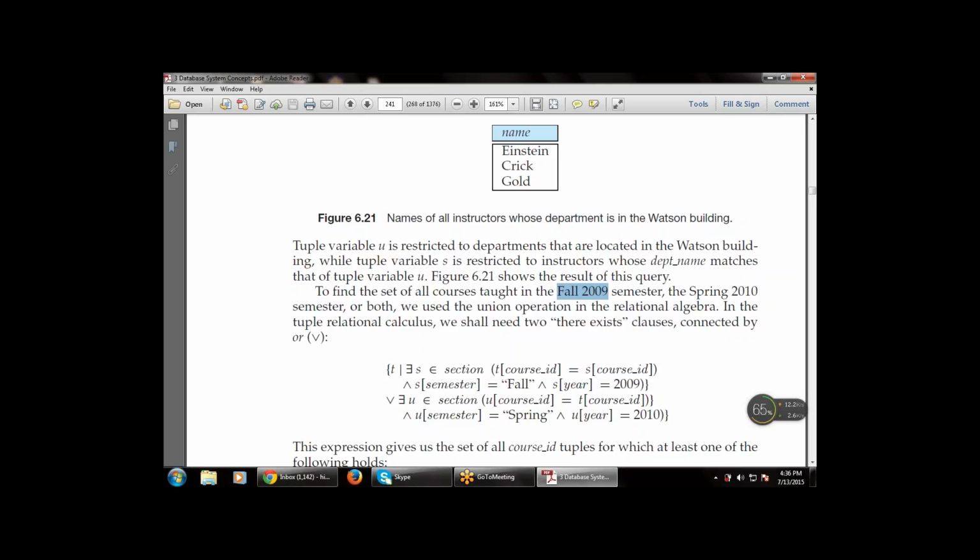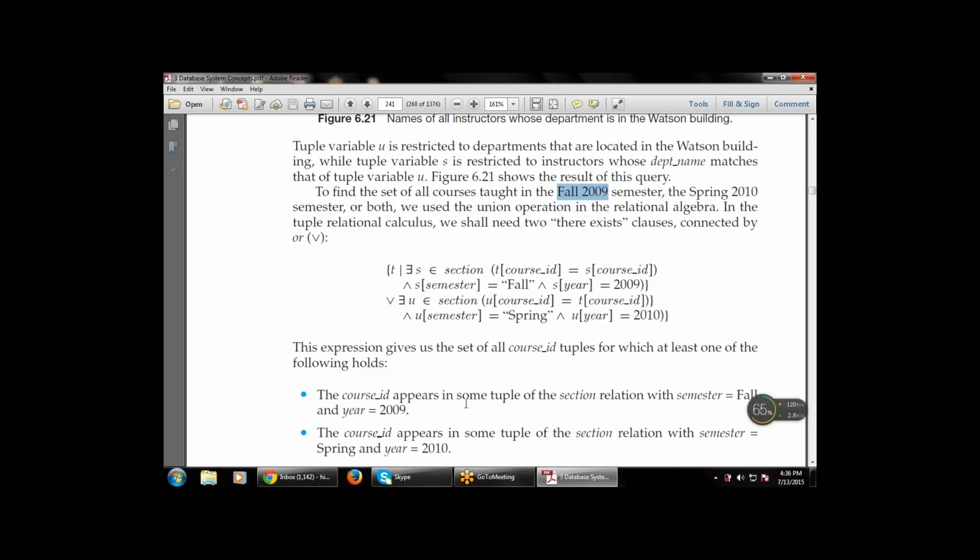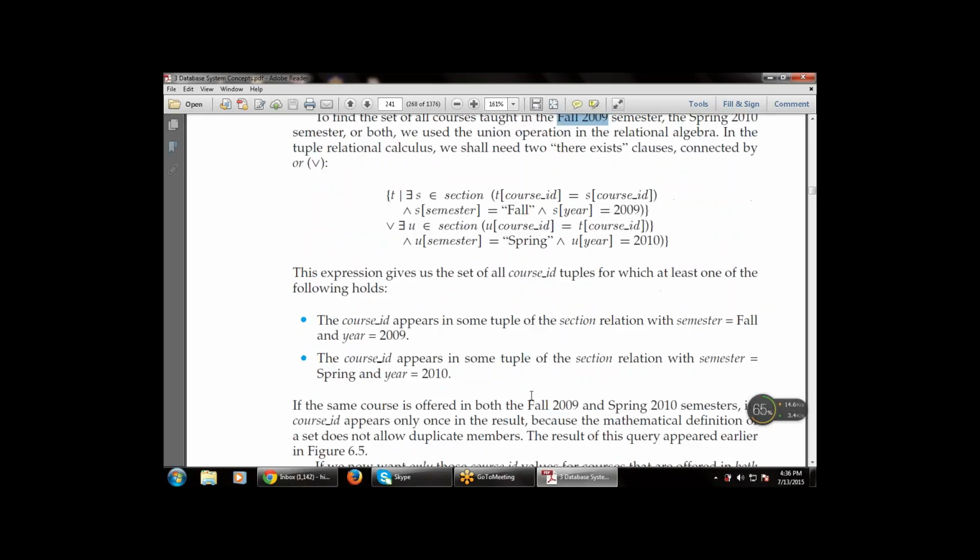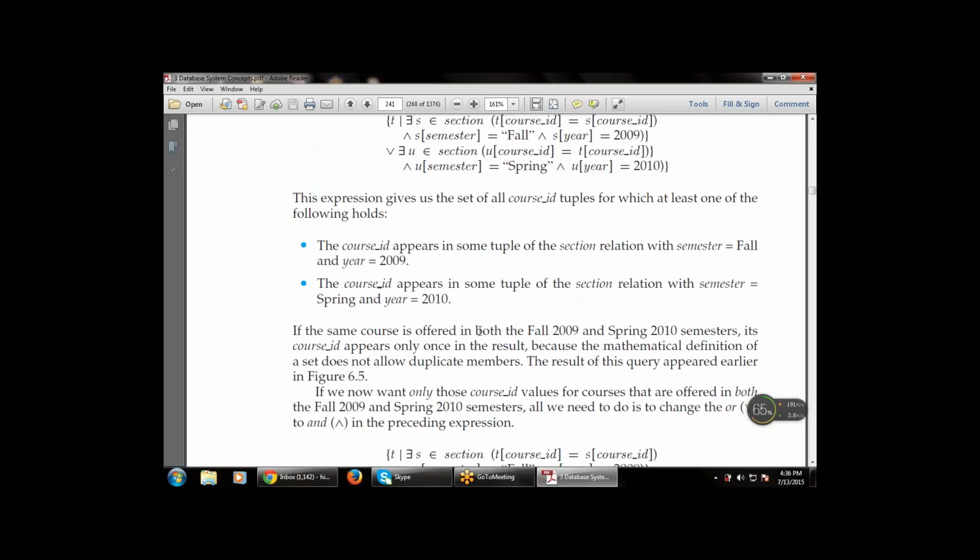This expression gives us the set of all the course IDs for which at least one of the following holds: the course ID appears in some tuple of the section relation with semester equals fall and the year equals 2009, or in some tuple with the spring 2010 semester. If the same course ID is offered in both the fall 2009 and the spring 2010 semesters, then its course ID appears only once in the result.